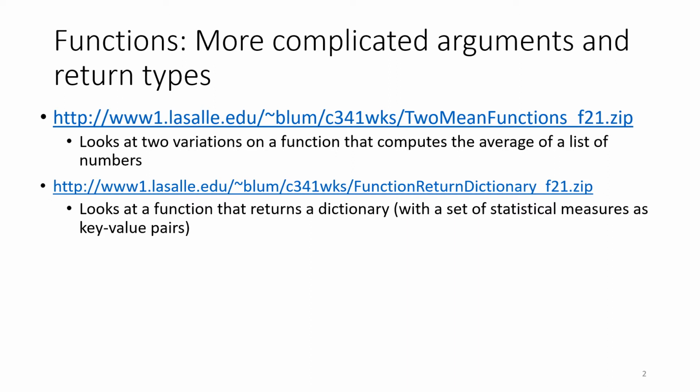The first one takes two versions of a mean function, a function that calculates the average of a list of numbers, and the second one is going to do even more statistics on that list of numbers and is going to return a dictionary, a set of key value pairs, where each key value is a different statistical measure.